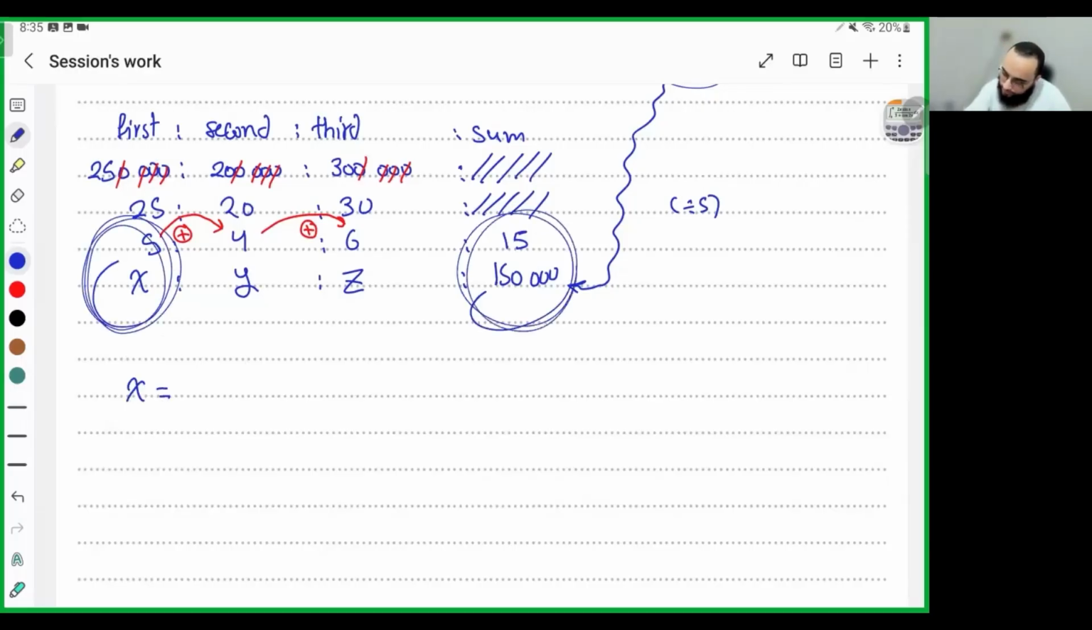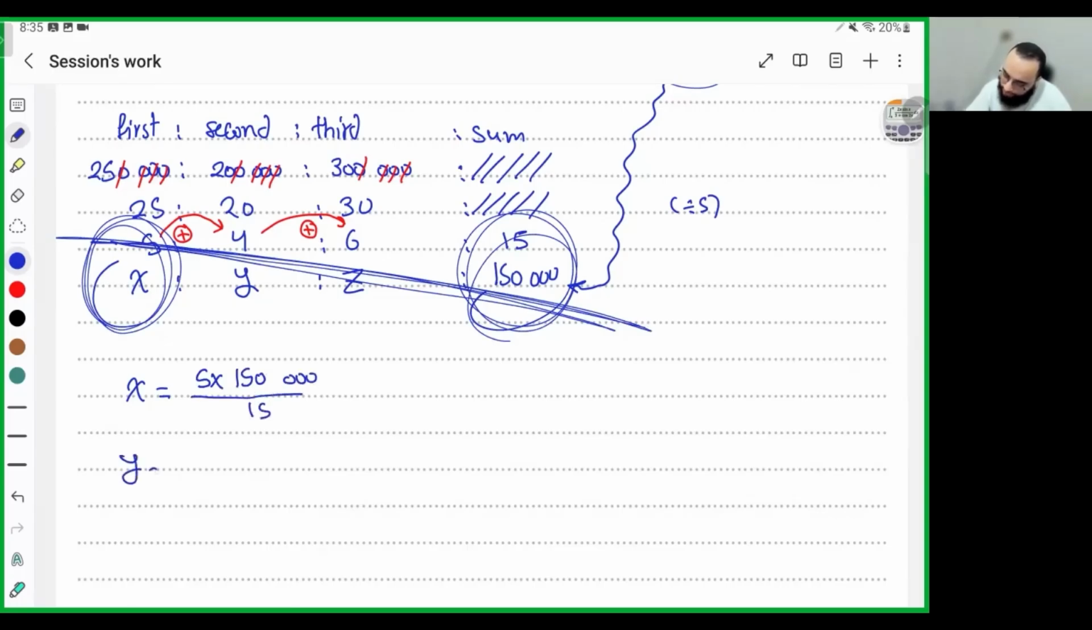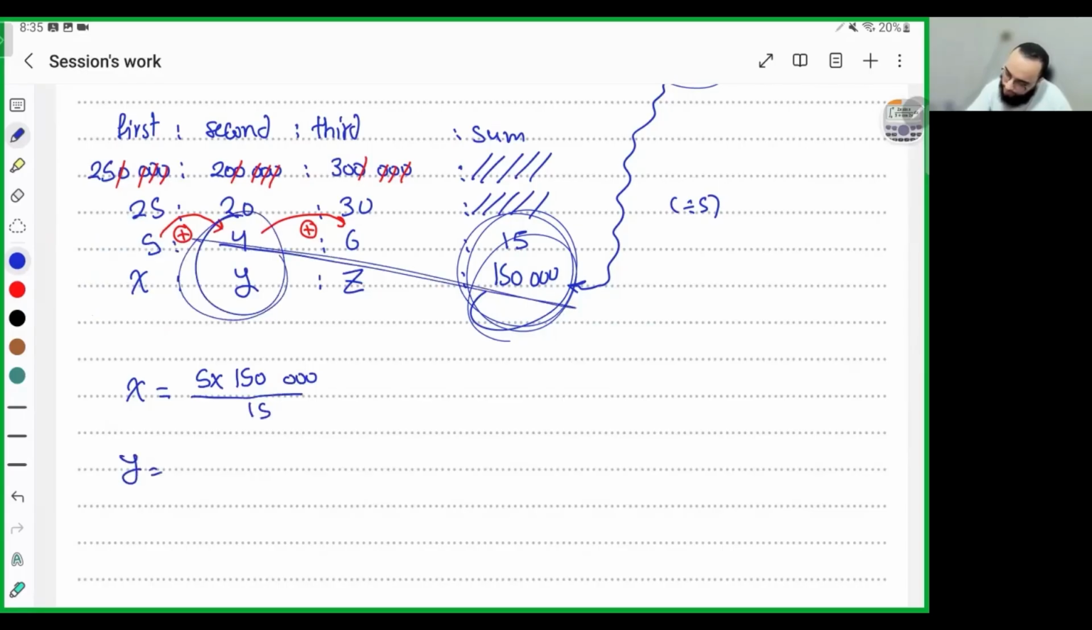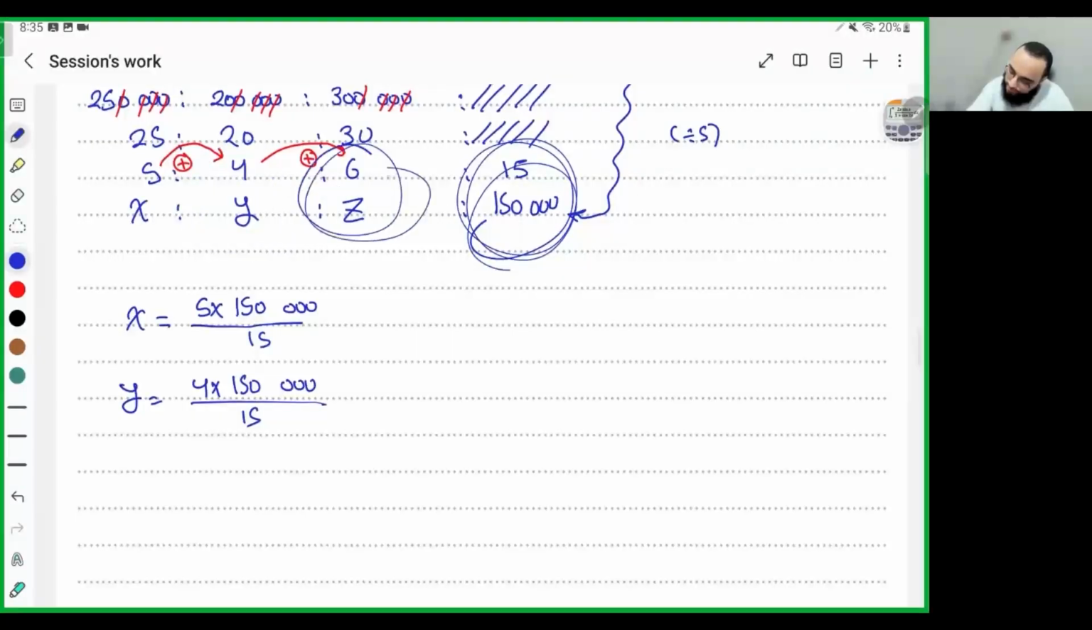X is, I think, 5 times 150,000 over 15. What value of y? The value of y is 4 times 150,000 over 15. What's the value of z? 6 times 150,000 over 15. That's it. Okay. Actually, this with this is 10,000.